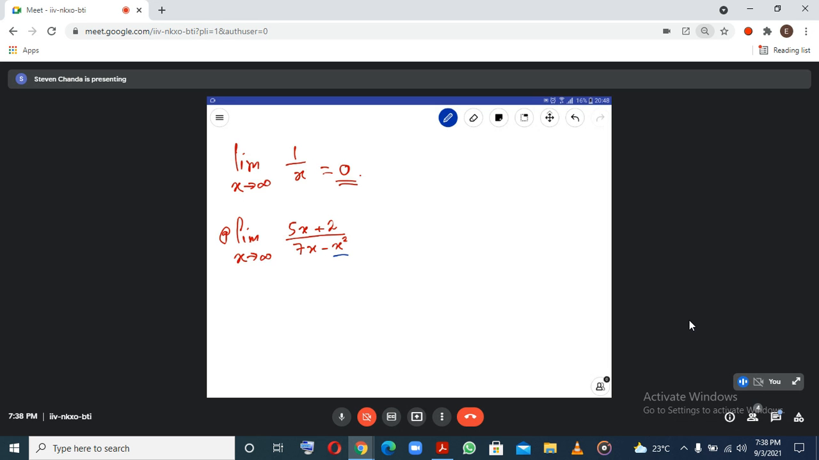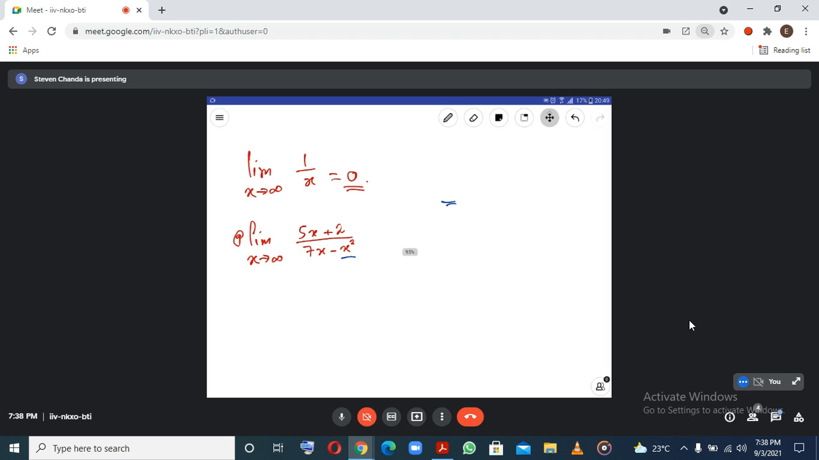Because if you plug in 1000 on the numerator, it's going to be 5000 plus 2, right? Because when you multiply that, x times 5. But then down you've got a square, so meaning that 1000 becomes 1 million. So as the value of x goes to positive infinity, the limit is going to be what? 0. So you already know your answer is going to be 0.